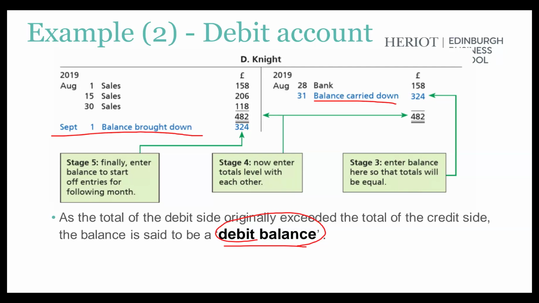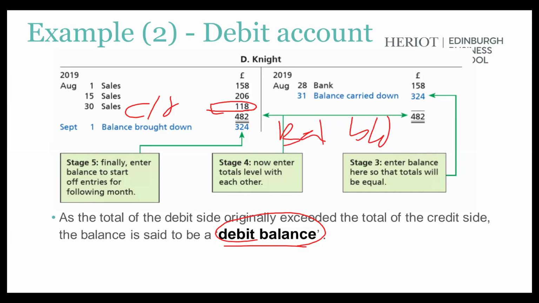Then we go to the other situations. Sometimes you may have the balance carried down on the credit side or on the debit side. It means that the balance brought down will be on the opposite side. If the carried down is on this side, then the brought down will be on this side. So you say that this account has a credit balance.